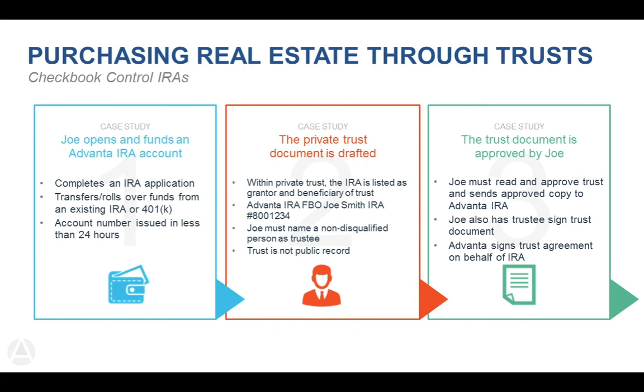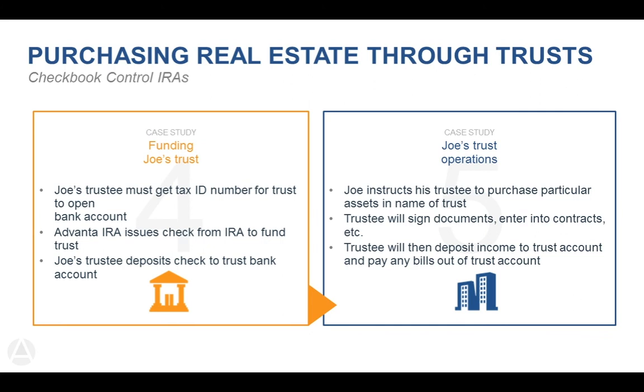So depending on what you're looking to accomplish, one may or may not make more sense than the other. So again, in this case, the document's going to be approved by Joe, and then we would fund the trust. All the trust operations in this case are going to be managed by the trustee. The trustee is going to collect all the rents, all the income, and then pay all the bills, and also go through any type of closings or anything else like that that may need to be done later on during the operation of that entity.